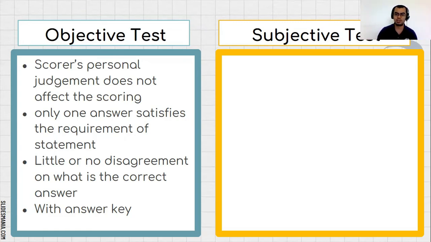And that is why scorer's personal judgment does not affect the scoring, because we really have to base on the answer key. If the correct answer is letter A and the student answered letter A, then of course you have to give a check.